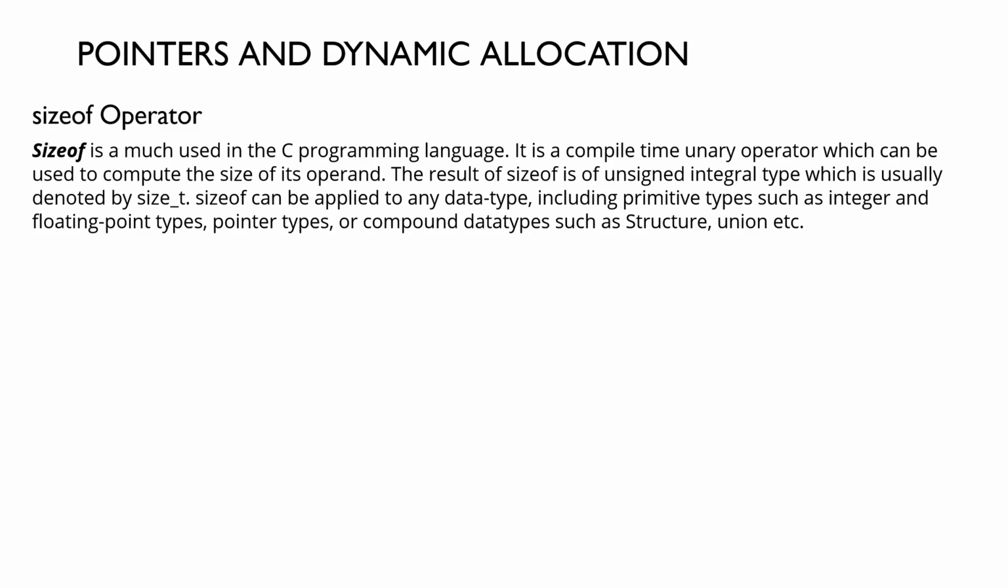It is a compile time operator that is used to compute the size of whatever you pass to it. You can pass a variable to it, you can pass the name of a data type to it, and it will return a value, an unsigned integer, that represents the size of whatever you pass it in memory. This is how you can compute the size of larger data types. And it can be used on compound types like structures or unions, which we will go into later in the course.